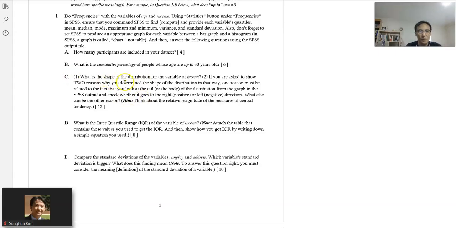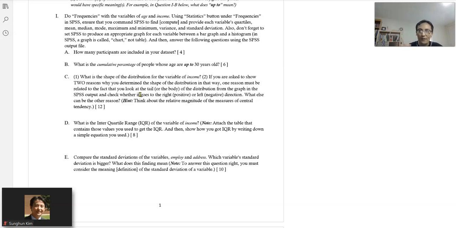Now, this question: what is the shape of the distribution of the income variable? I asked you to think about two things here. One, you can look at the graph and it is relatively very clear. It is a certain kind of shape, right? Now, I'm not interested in that because that's almost too clear. Everybody can get it just by looking at the graph and answering.